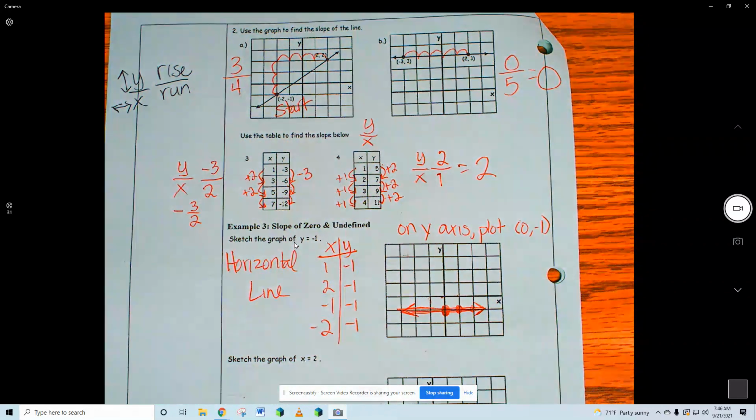So this is a really big thing for you guys to get. It doesn't have an x in it. It just says y equals negative 1. That means it doesn't have a slope. There's no tilt to it. A slope is how much a line tilts.